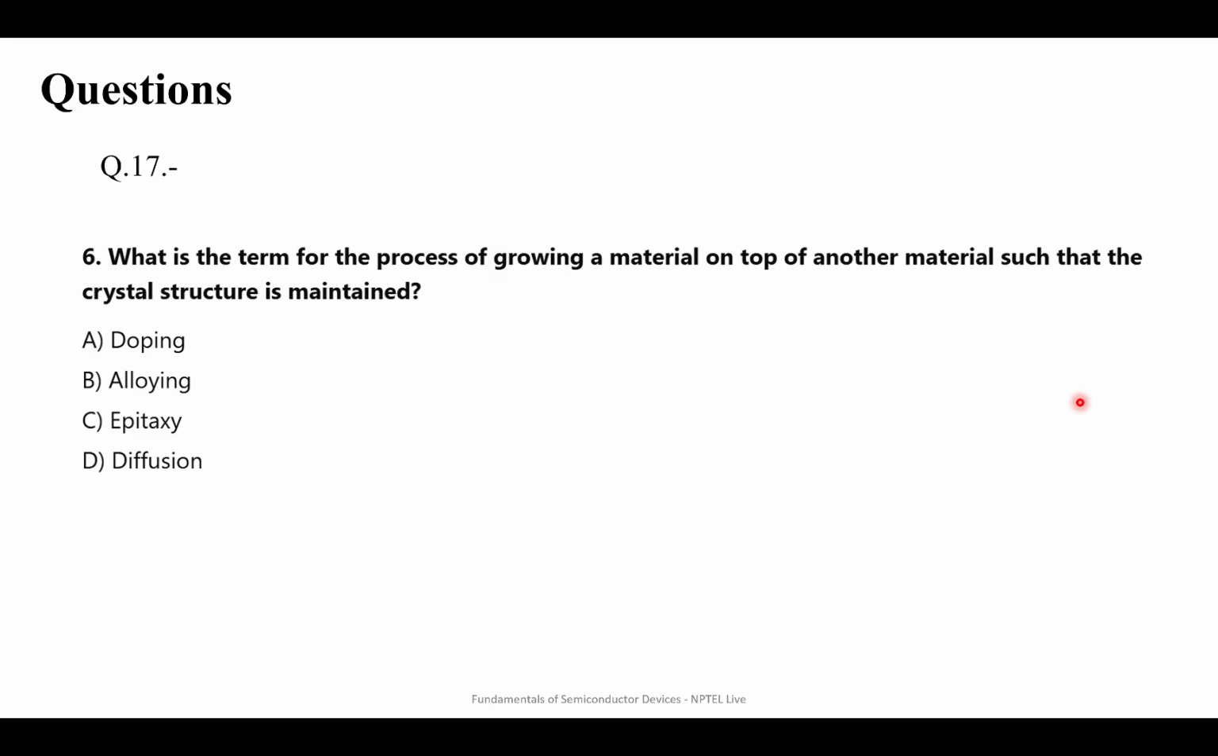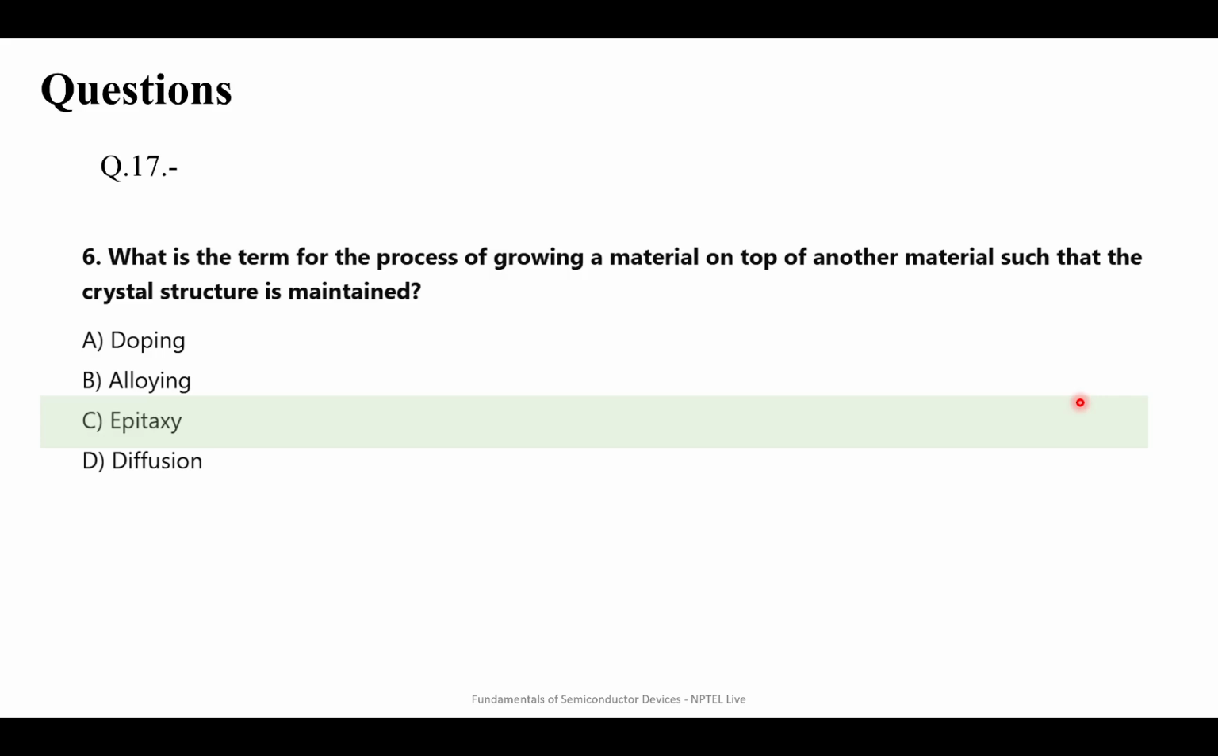What is the term for the process of growing a material on top of another material such that a crystal structure is maintained? Doping, alloying, epitaxy, diffusion. Epitaxy, sir. That is correct. The answer would be epitaxy.